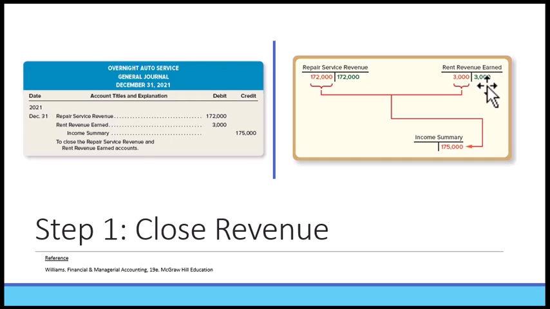Same thing over here to this account. We've got a $3,000 credit. We want to zero that out. All right, so we're going to zero that out by posting a debit of $3,000 because that will cancel out and give this account a zero balance. Both of these accounts have zero balances.